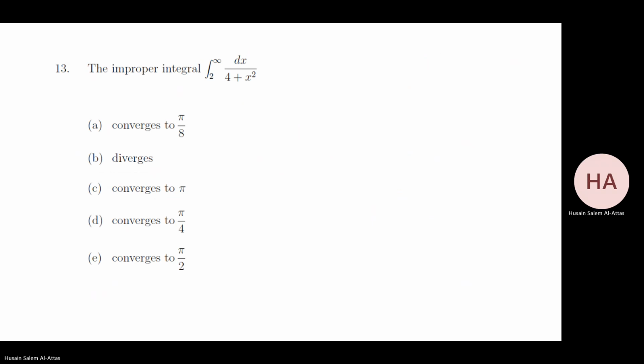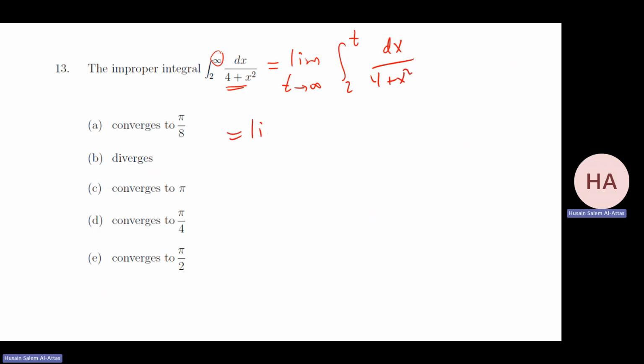This one is easy. Let me do it quickly. My problem is just with the infinity. This is never 0. Limit as t goes to infinity of the integral from 2 to t of dx over 4 plus x squared. That's it. What's this integral? It's 1 over 2, this is 2 squared, tan inverse of x over 2, from 2 to t.